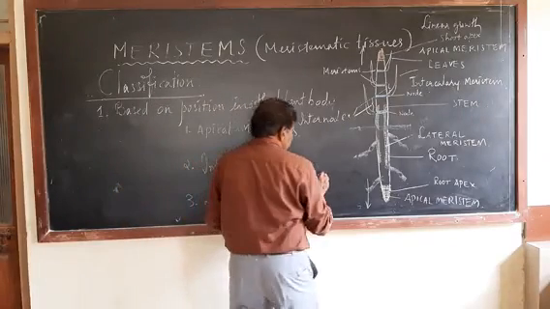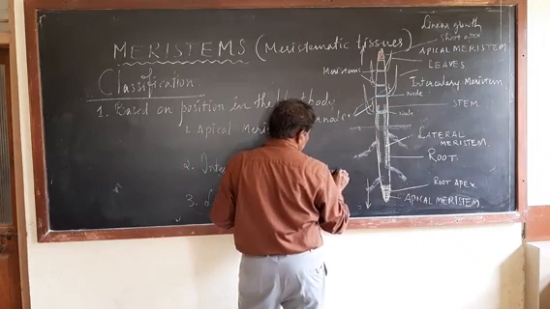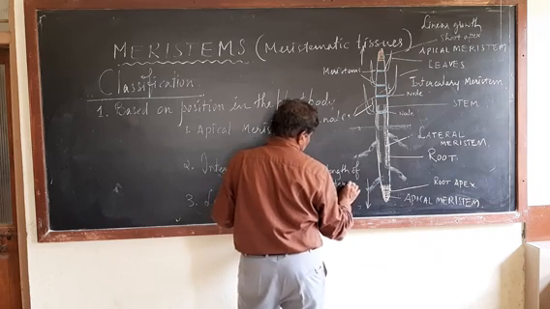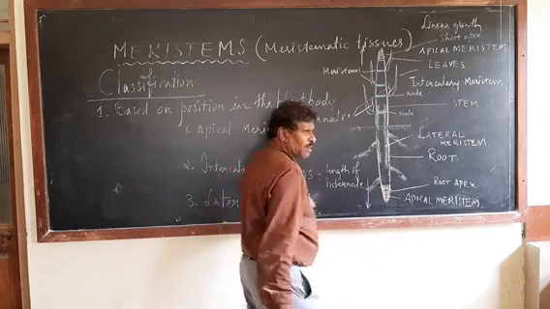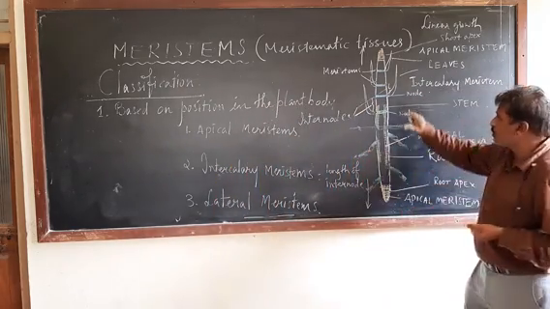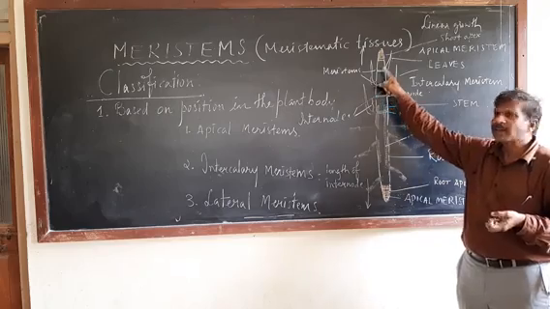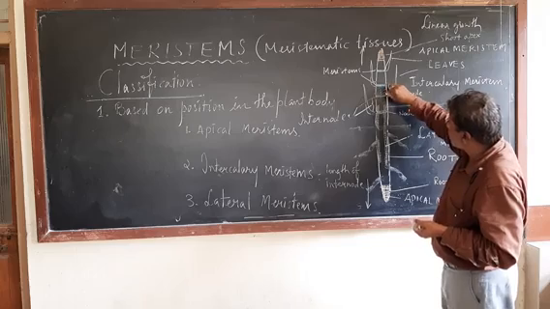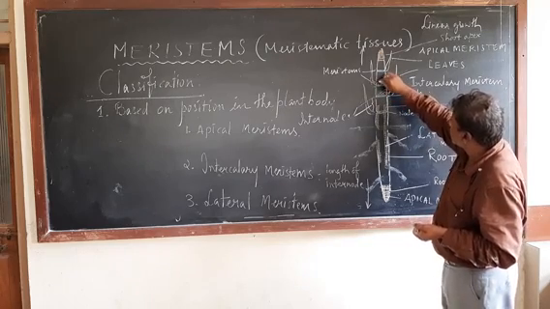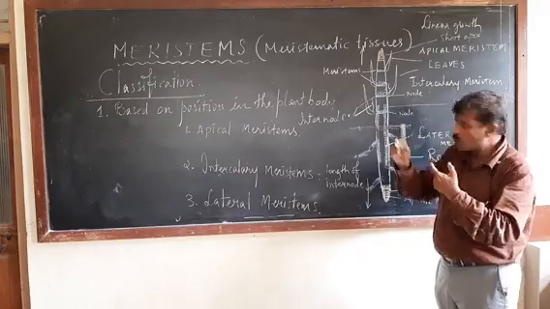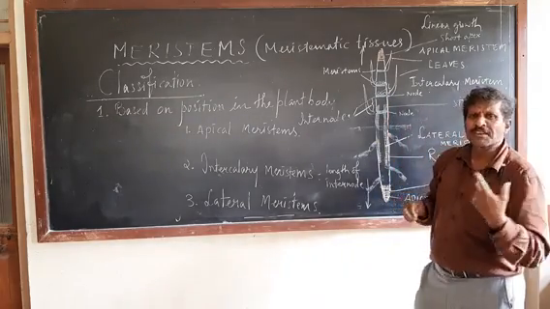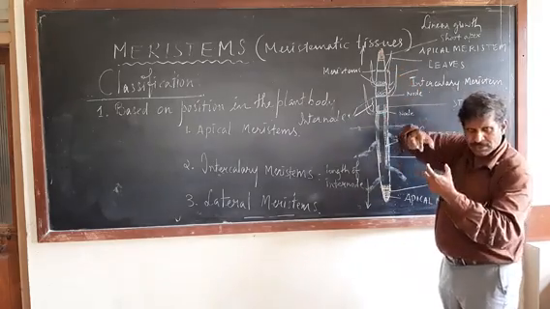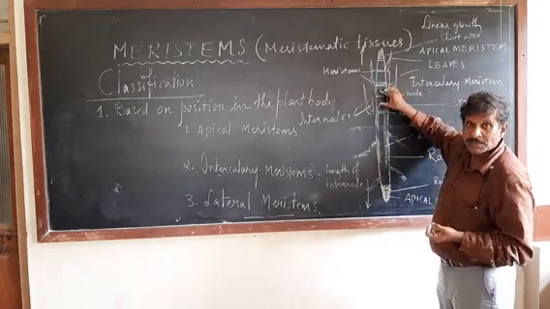Responsible for increase in the length of internodes. Length of the internodes increases because of activities of these intercalary meristems. Cells of the intercalary meristems keep on dividing and re-dividing. New cells are produced and added to the existing cells which are already present in the internode. By the formation and addition of these new cells, growth in length of the internode takes place.